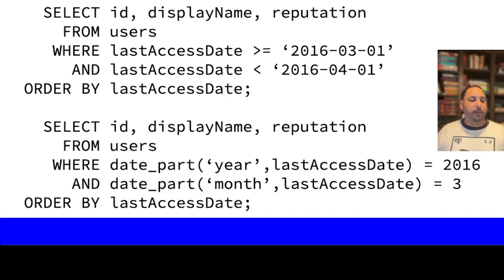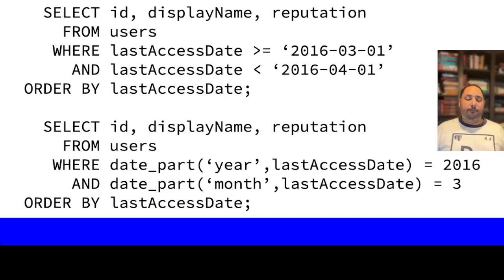It's slightly different. Here what I want is the ID, display name, and reputation from users. But I want everything where the last access date is greater than or equal to March of 2016. So we're going back a number of years. But also where the last access date is less than April 1st of 2016. I'm basically looking for all the rows that happened in March of 2016. I'm going to order those by the last access date. If you look at that second query, we're doing something pretty similar.